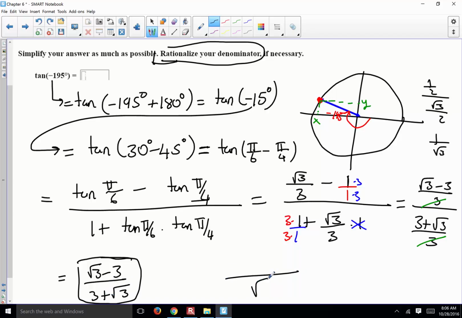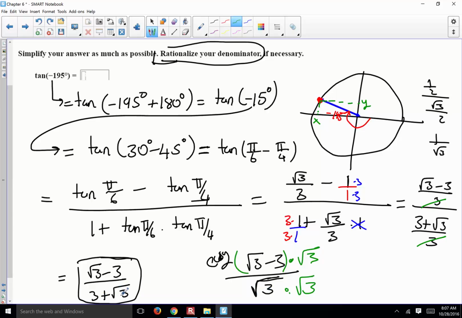If it was only this, so I want to take the easy case. This is the easy case. If it was only one radical, nothing but a radical, how would you fix this? Root 3? Just multiply both sides by root 3. And that would cure it.